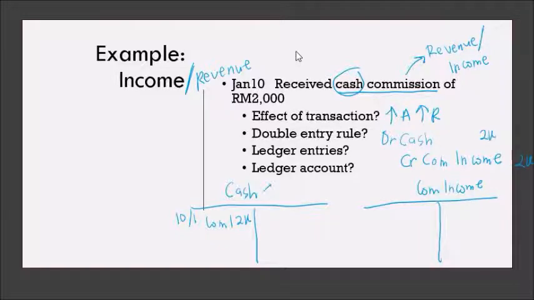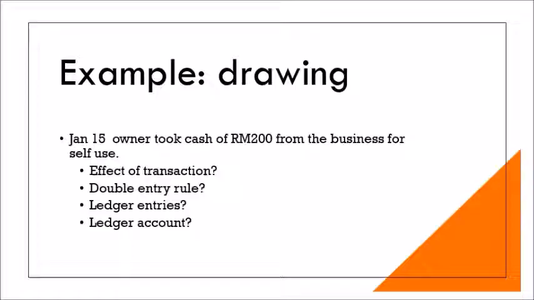So for the commission income, since it increased in the credit side, so you will have to put cash in here. Right, okay, cash 2k, 10 of 1. Okay, see, so when people look at your ledger account, they can see that in cash income you receive cash for the commission about 2k, and in the cash it increased due to commission income about 2k. Okay, understand? Let's look for the next.